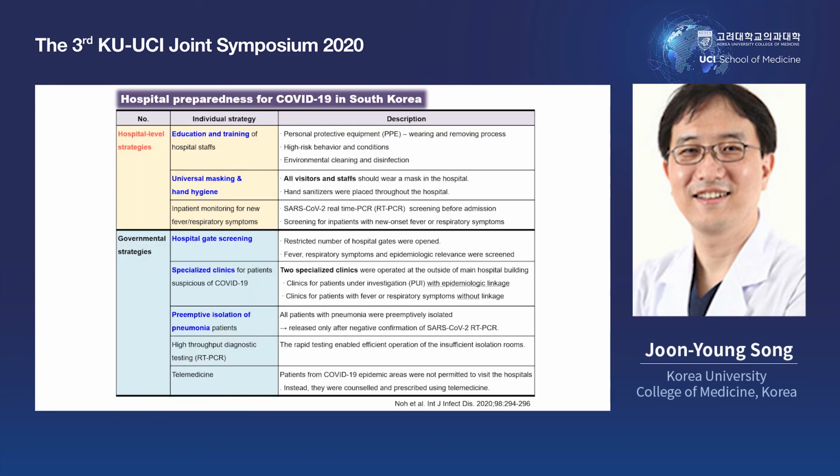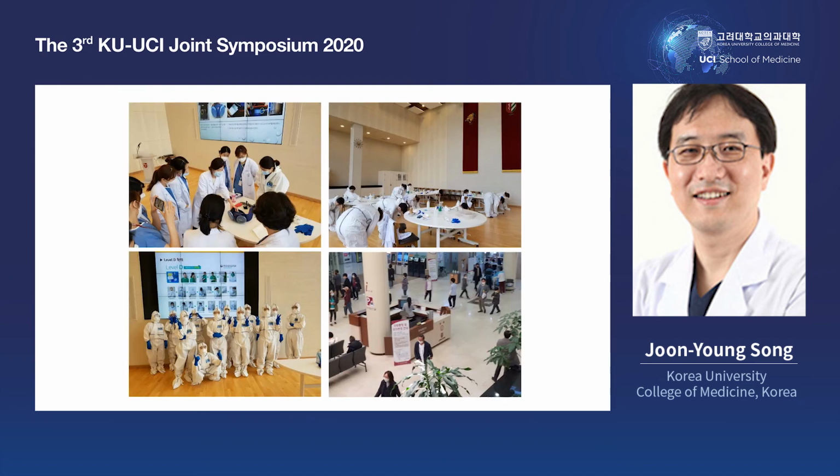During the early COVID-19 pandemic, the Korean government and each hospital made hospital preparedness plans. At the hospital level, education and training, universal mask wearing, and inpatient monitoring were reinforced. Many hospitals in South Korea have conducted a SARS-CoV-2 RT-PCR test for all inpatients irrespective of symptoms before admission. Like other hospitals in South Korea, we regularly educated medical staff about infection control strategies and personal protective equipment, and made it mandatory to wear face masks inside the hospital.